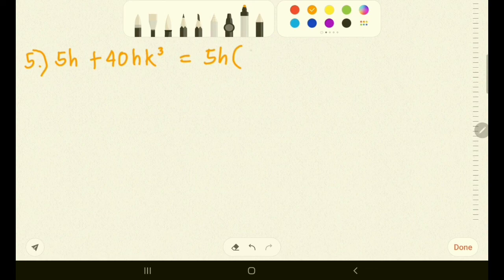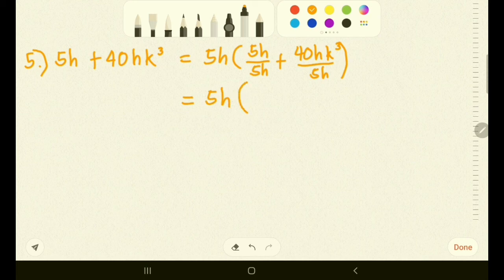So you divide each term, 5h divided by 5h, plus 40hk cubed divided by 5h. So 5h divided by 5h is 1. Plus 40 divided by 5 is 8, and h divided by h is 1 also. 8 times 1 is 8, and then k cubed.